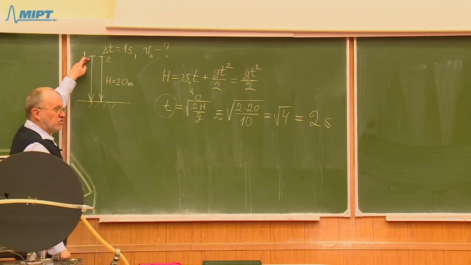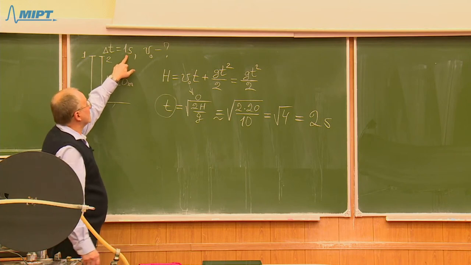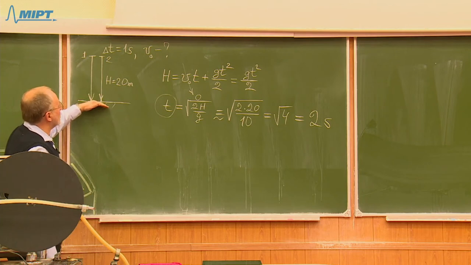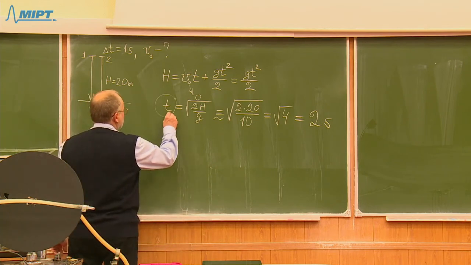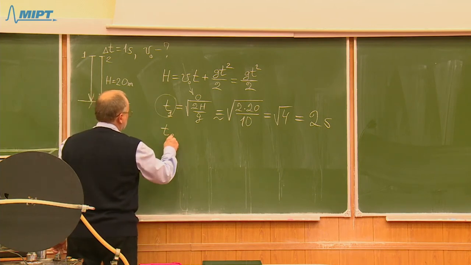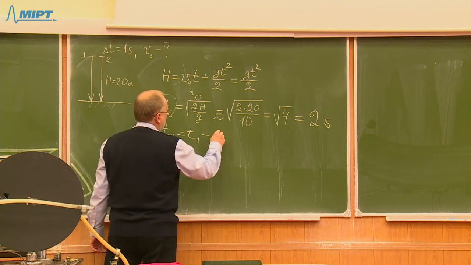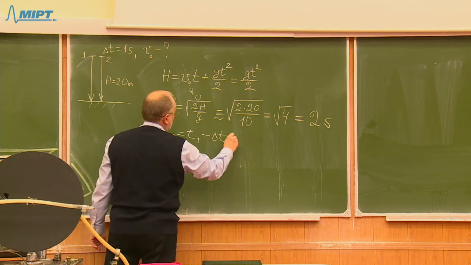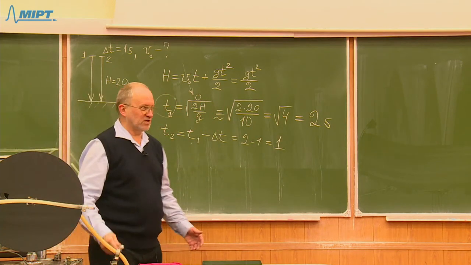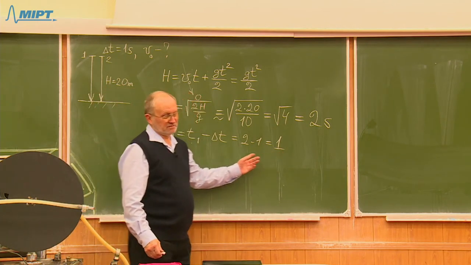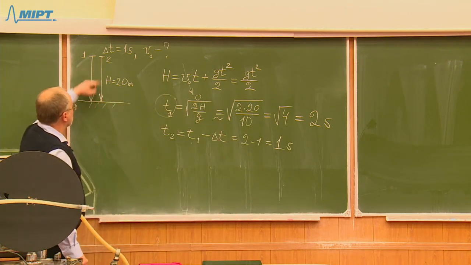The first stone was in motion for a period of 2 seconds. And the second stone was dropped 1 second later, and both stones hit the ground at the same moment. Therefore, the second stone was in motion for just 1 second. That was the time in motion for the first stone, and for the second stone, the time in motion is the time in motion for the first stone minus this delta t, 1 second. So 2 seconds minus 1. 2 minus 1 is what? 1. Very simple, but not everybody was able to do it. Not everybody was smart enough to make this calculation. Okay, so only 1 second for the second stone to reach the ground.